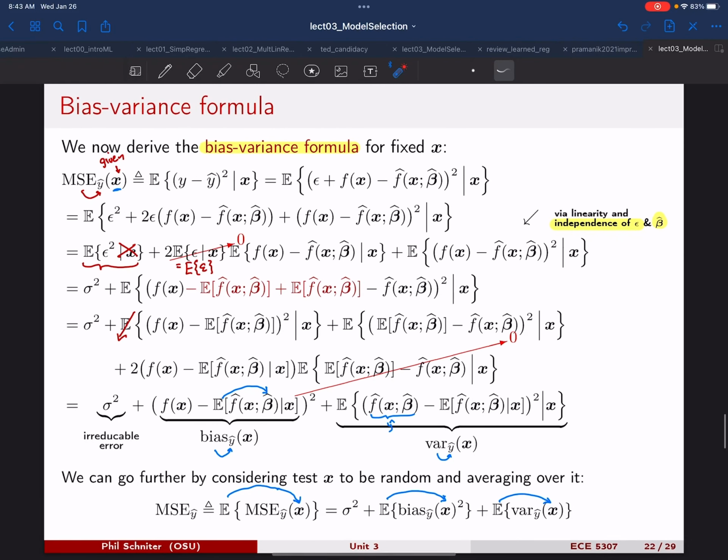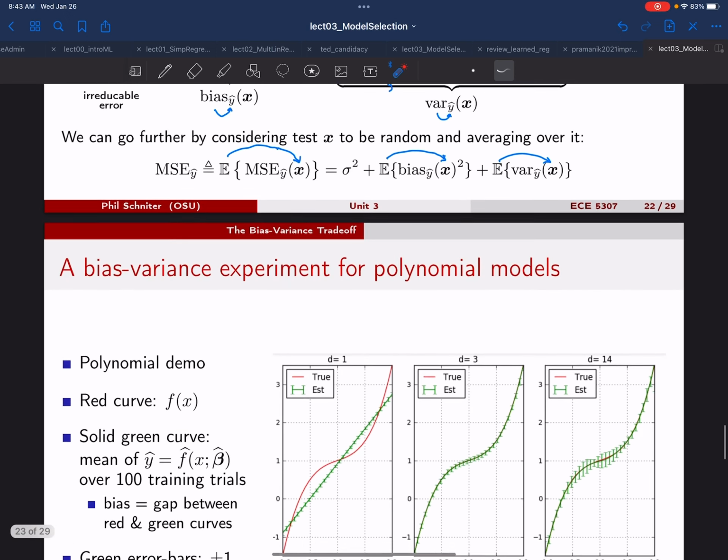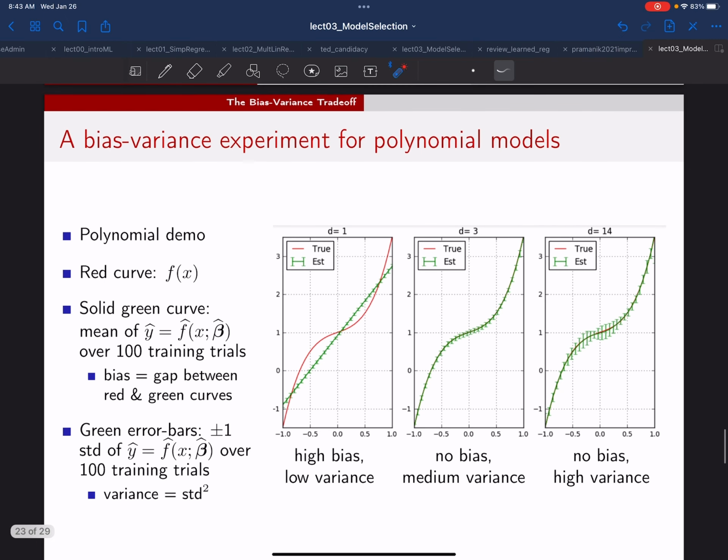Okay. All right, any questions on the derivation before we try to make sense of it with some pictures? Okay. So I think these pictures are really helpful in explaining all these ideas. So we're coming back to our polynomial demo.